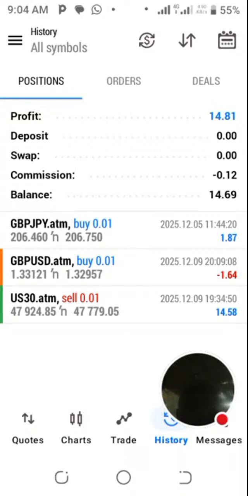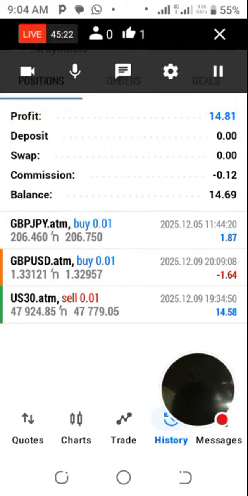This trade was the trade I took, I think yesterday. No, the day before yesterday. Yesterday I didn't take any trade. It was the day before yesterday's trade, this GBPUSD sell that almost gave me $15.